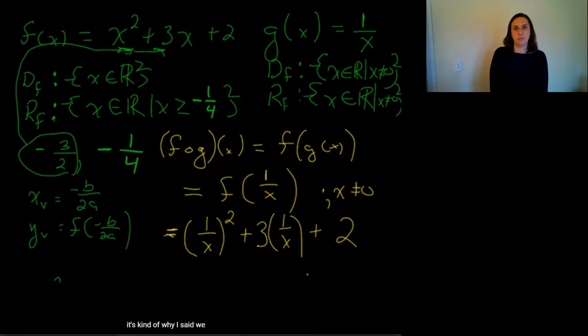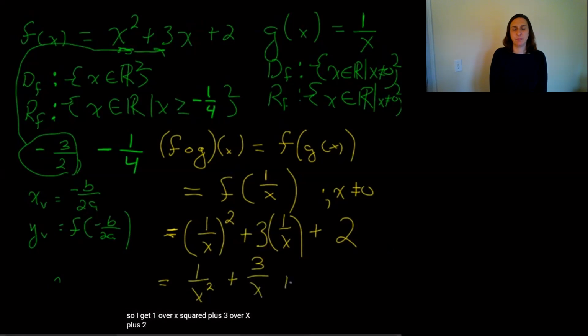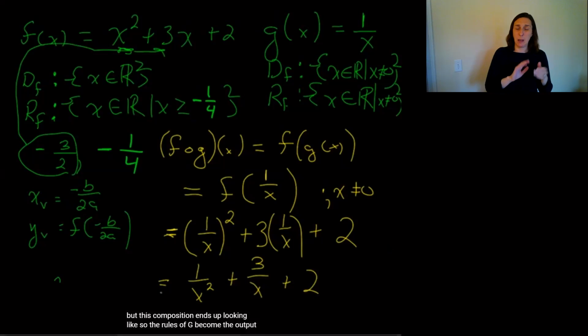It's kind of why I said we use parentheses when we do functions. So I've taken the rule of function g, and I've dropped that rule into the x value. And so I get 1 over x squared plus 3 over x plus 2. Well, let's look at what this composition ends up looking like. So the rules of g become the output, or the input. The rules of f become the input for g.